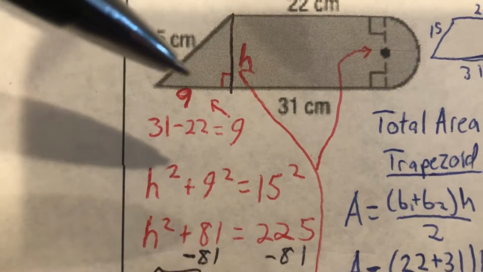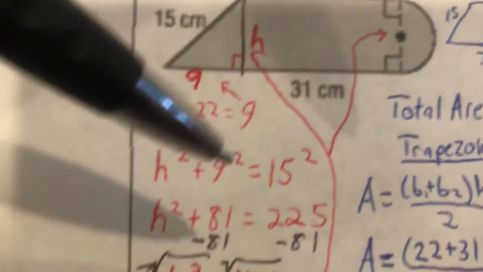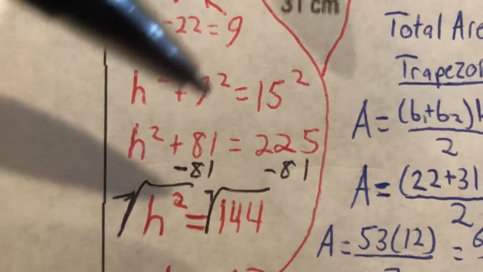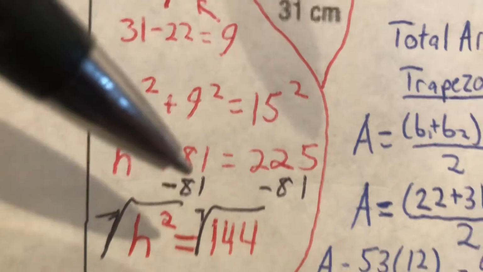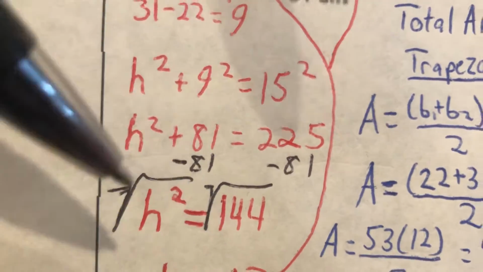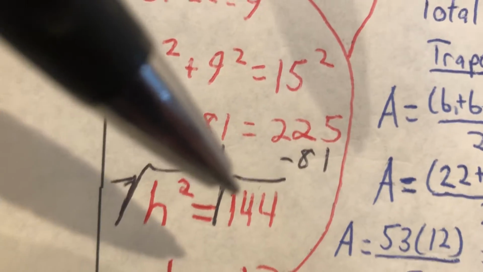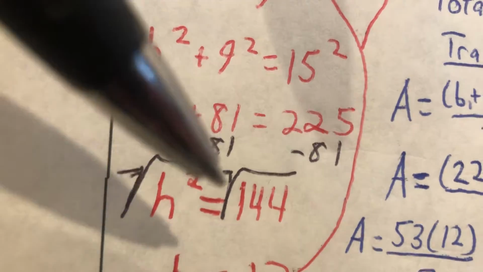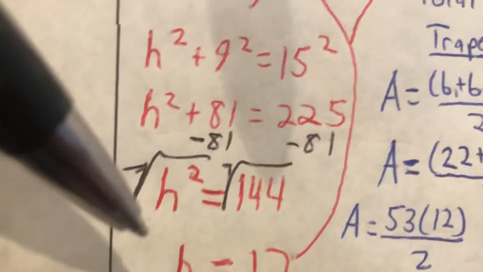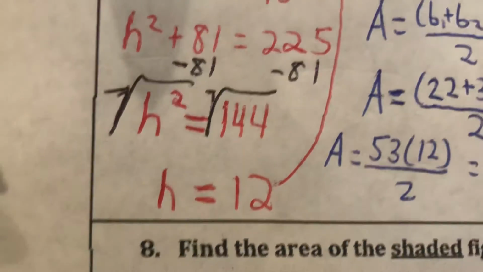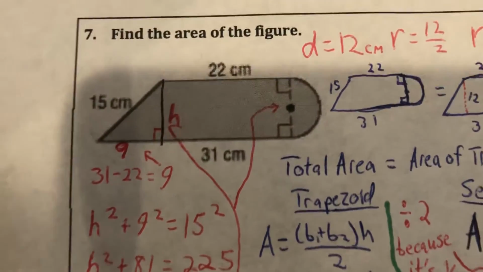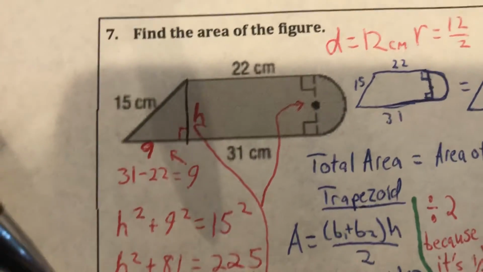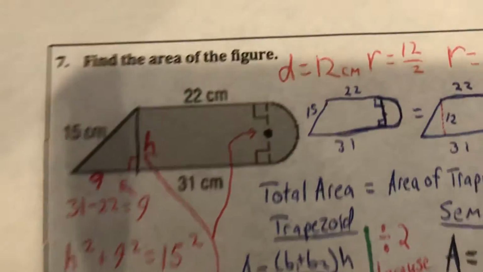We have h squared plus 9 squared equals 15 squared. Square the 9, you're going to get 81. Square the 15, you're going to get 225. We subtract 81 from both sides, and we get h squared equals 144. We're going to take the square root of both sides and end up getting h equals 12. So we have our height. That's big news. We're going to be able to go after the area of the trapezoid now.